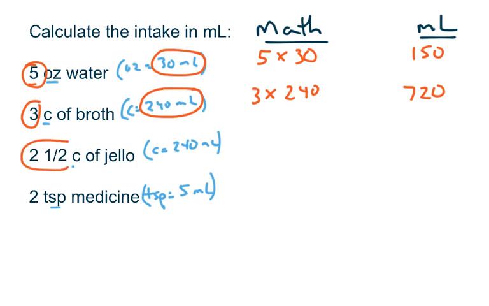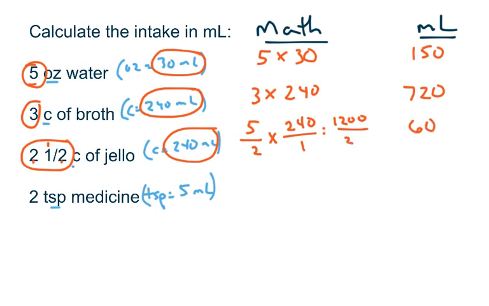For the next one, I have 2.5. Now, you could use it as a decimal form, but for the sake of doing everything the same in class all the time, I change this to an improper fraction and multiply fractions, which means I take the 2 times 2 plus 1. 2 times 2 is 4, plus 1 is 5, and you put it over the denominator of 2. And I'm going to multiply again by my milliliters, so 240. So 5 times 240, I have 1,200 over 2, and that should give me 600.